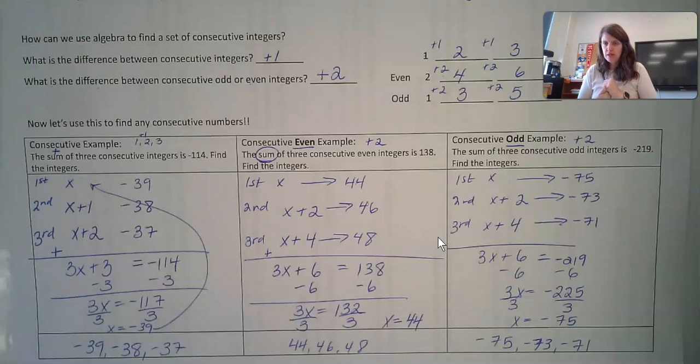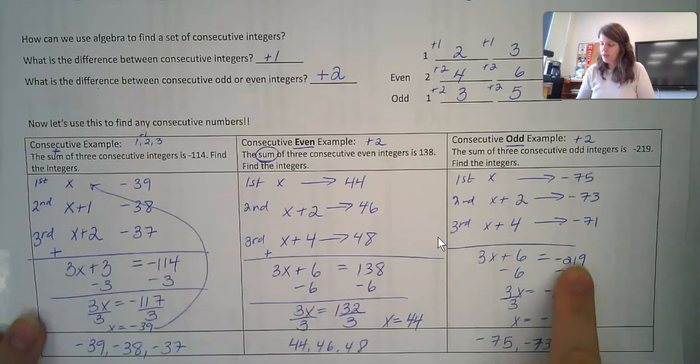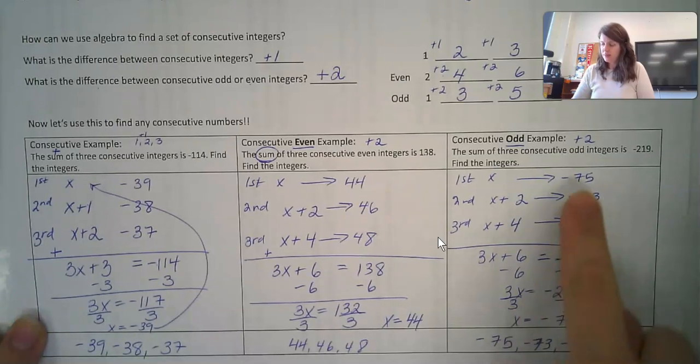All right, so as you can see, the consecutive odd example sets up just like the consecutive even. 3x plus 6 equals that number, right? So minus 6, we get negative 225. Right, and then we divide by 3, and we get negative 75, and so that's our first x, our number, right, negative 75, and the next one is plus 2.